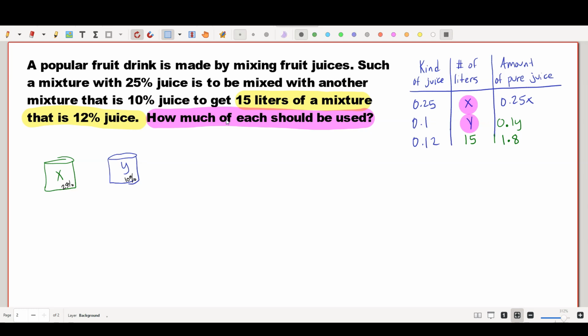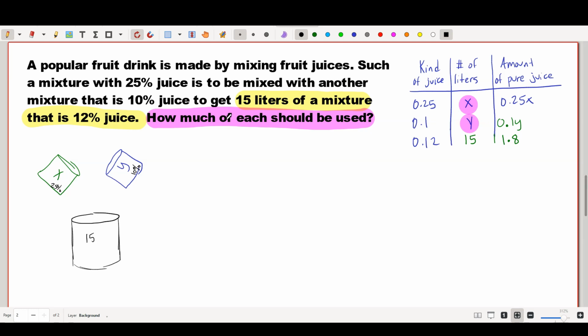And what we're going to do here is take these things, and I'm going to dump some of this mixture in, and I'm going to dump some of this mixture in, and make this bigger mixture here. Let's just think of it as a big old fruit juice. And this mixture is going to be 15 liters. I know I'm going to pour 15 liters in here, and I know that this is going to hopefully contain 12% juice. That's what we want.